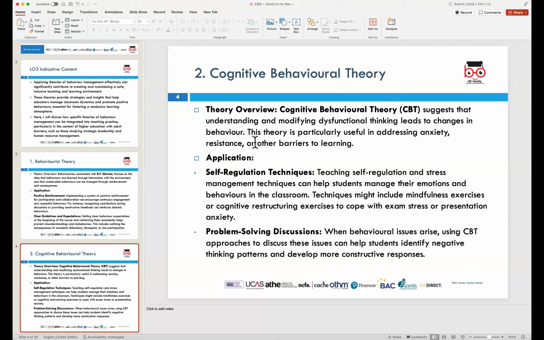Then we look at the second theory, which is the cognitive behavioral theory. Now, CBT, as it is called, suggests that there is a link between understanding and how you get to the final requirements. So when you have to look at, let's say, going on a particular, let's put it this way as an example.